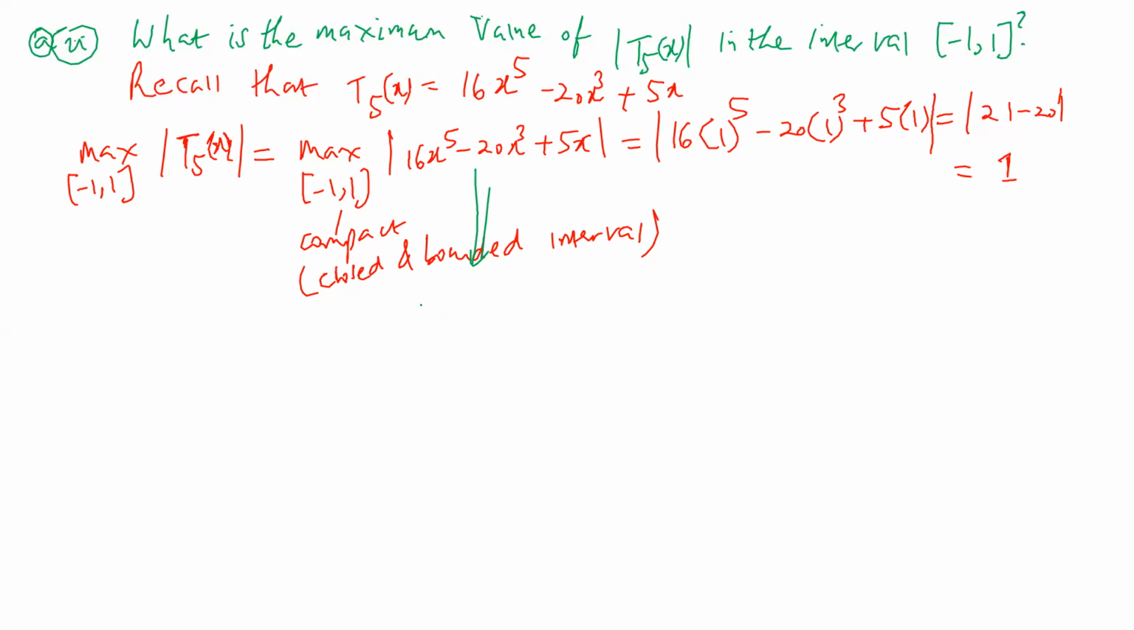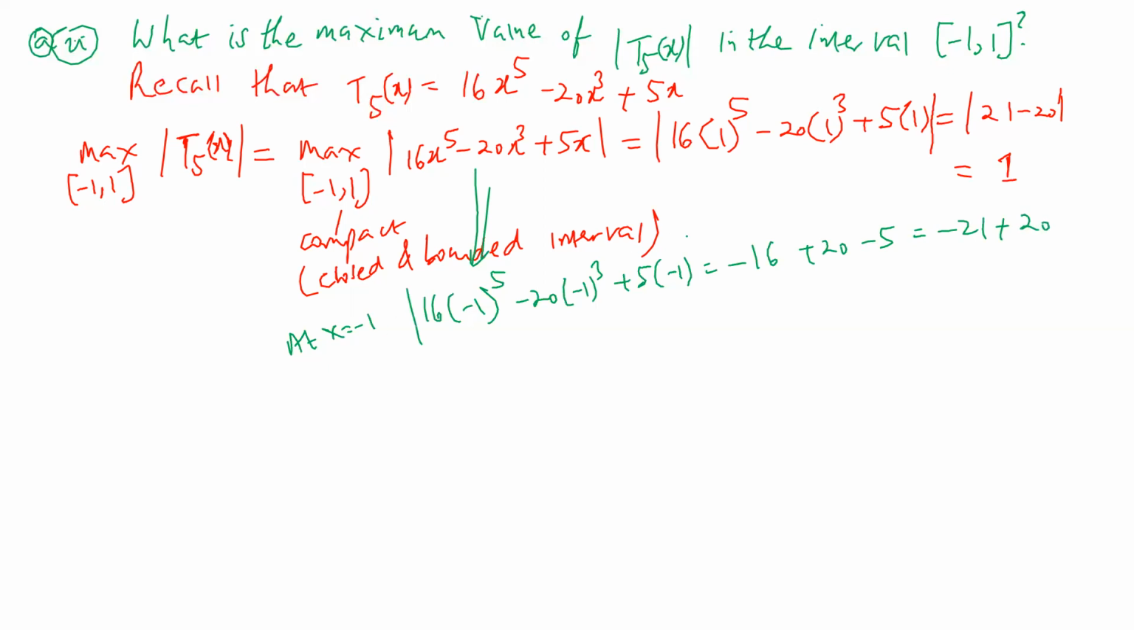So, for instance, at x equal to minus 1, you'd have 16 times minus 1 to the 5th, minus 20 times minus 1 cubed, plus 5 into minus 1. This is minus 16 plus 20 minus 5, so this is minus 21 plus 20. But we have the modulus guaranteeing the positivity of the result, so this one is exactly 1.